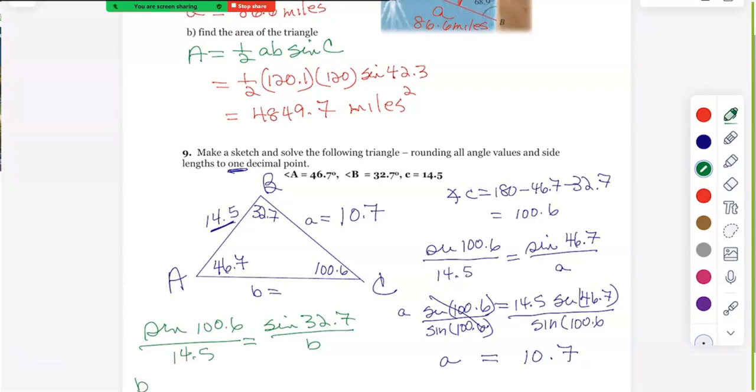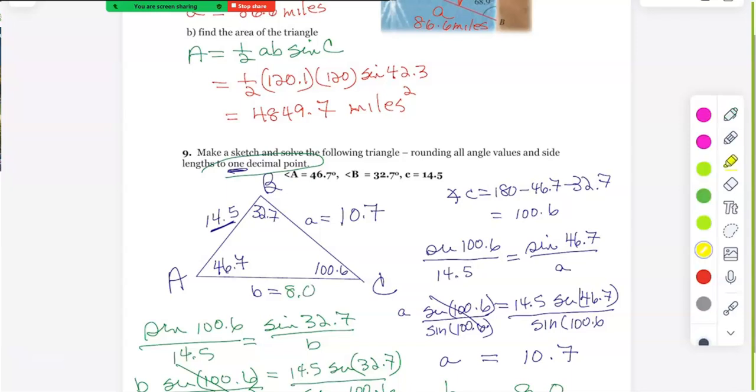Do your cross products. B times the sine of 100.6 equals, and again, if you put this in your calculator, close those parentheses, 14.5 times the sine of 32.7. Isolate your B by dividing by the sine of 100.6. You should get a B that's equal to 8.0. You want to have the 0.0 because I said to round to 1 decimal point. That side is the smallest, so I know that I'm good to go.